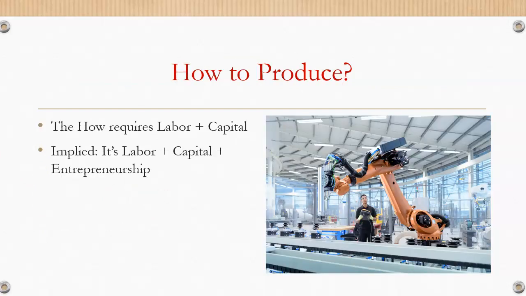Now, as far as the how to produce, well, the how requires people and machinery, and we are looking at machinery being the complement to a person, complement with an E, not an I, as in they go together. So you need the workers, you need the capital. Now, I have a little note here. It goes without saying that entrepreneurship is part of this deal as well.